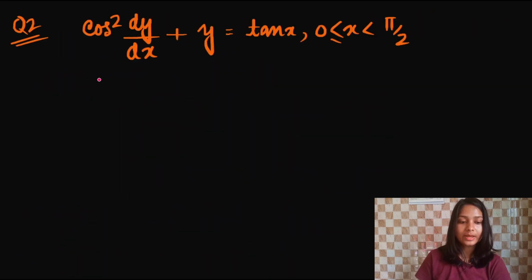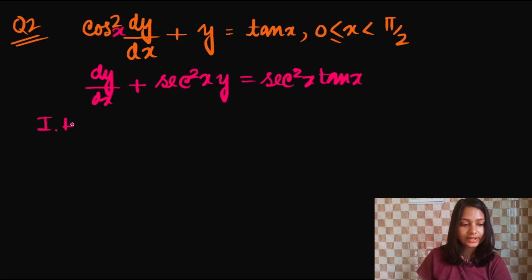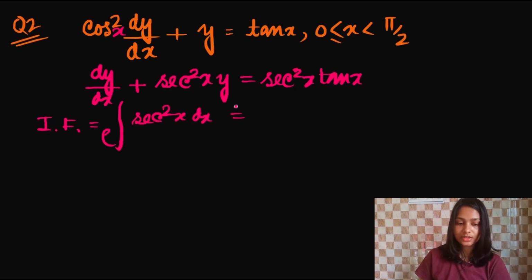Moving to the next problem, we have this problem here. So let us now solve it. Again, if we put it in the standard form, it will become dy/dx plus, there should be a y, sec square x. We are dividing by cos square x, so it will become sec square x here, and there will be another sec square x here also. So first, let us find the integrating factor. It will be e power integration of sec square x dx. So it will become e power tan x.